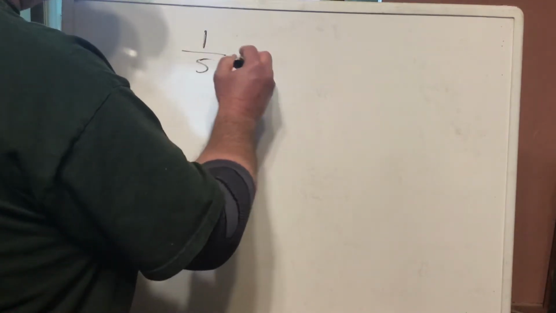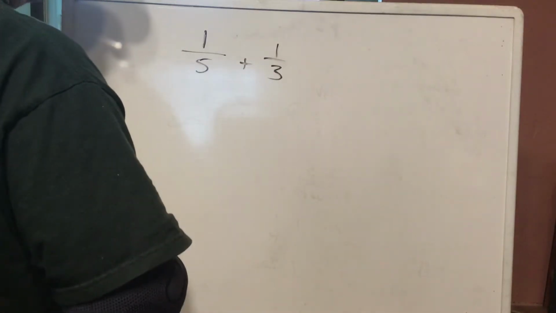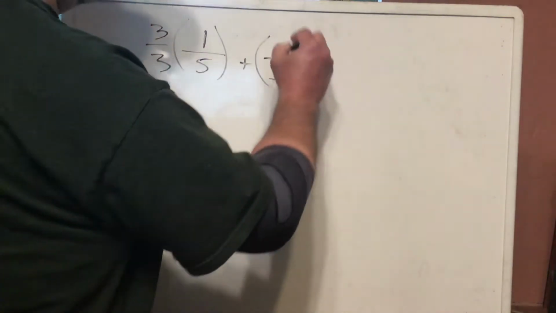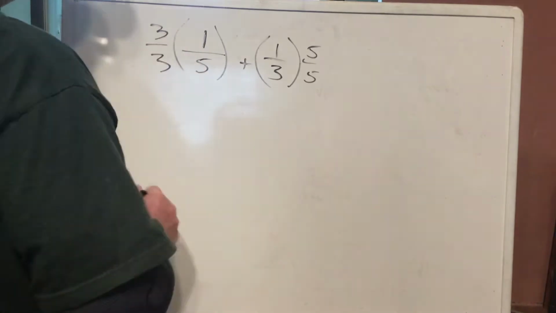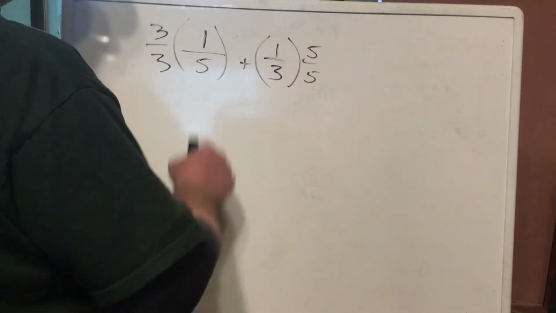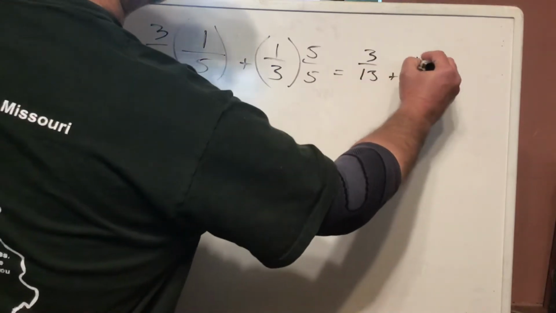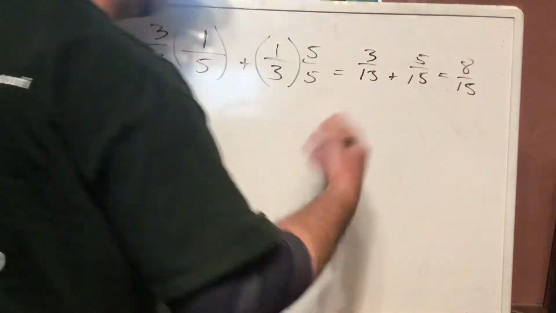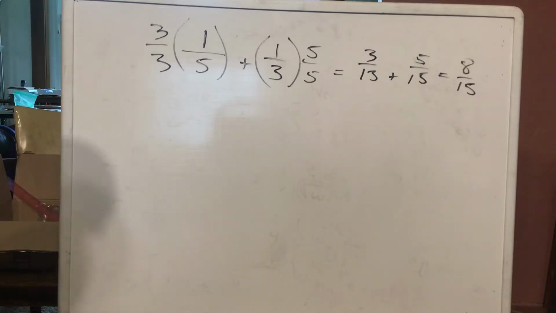Let's say that I had 1/5 plus 1/3. Of course, I need to get a common denominator there. In order to do so, I multiply here by 1, which just looks like 3 over 3, and here by 1, which looks like 5 over 5. The result would be 3 over 15 plus 5 over 15, and that would give me 8 over 15. That's the basic idea of getting a common denominator and being able to add together those fractions.